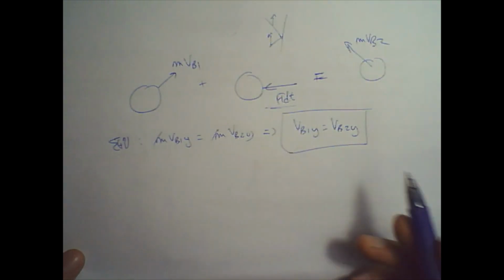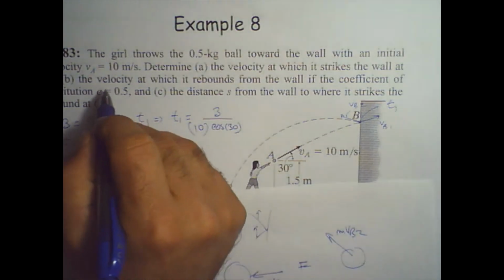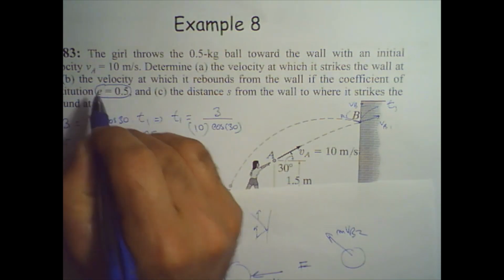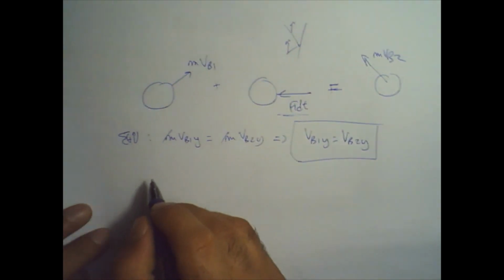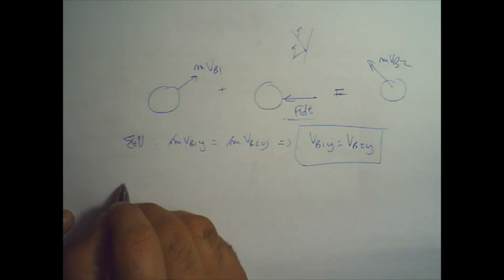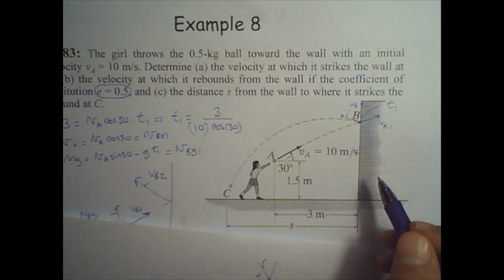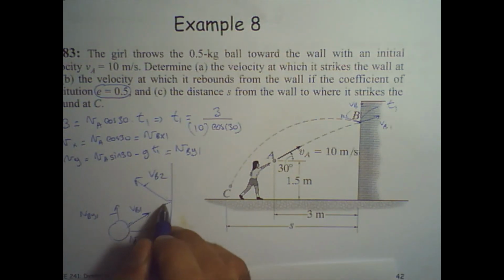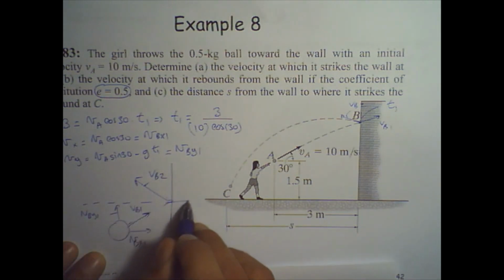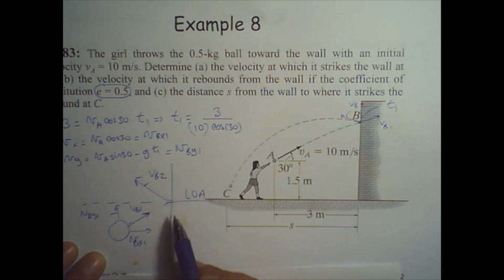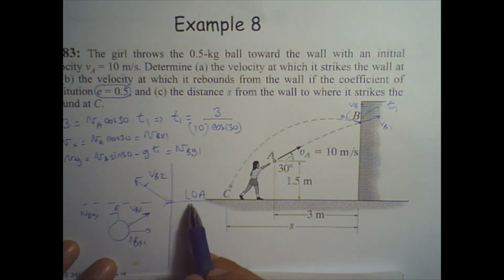In the x direction, luckily they gave us the coefficient of restitution, so we're going to use the coefficient of restitution. How to use the coefficient of restitution here? We're going to say that we know E is going to be equal to what? So guys, the coefficient of restitution will always be applied along the line of impact, right? So this is your line of impact, and the coefficient of restitution applies along here.